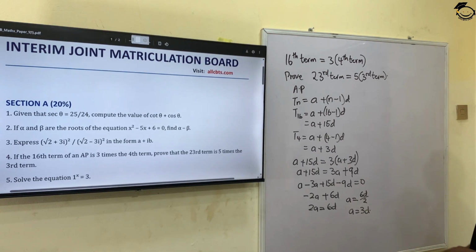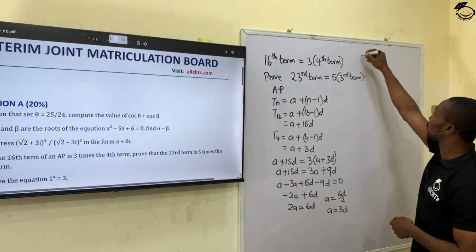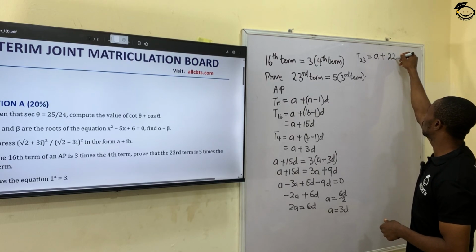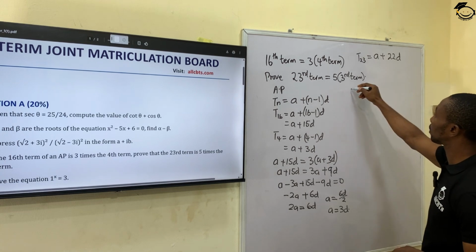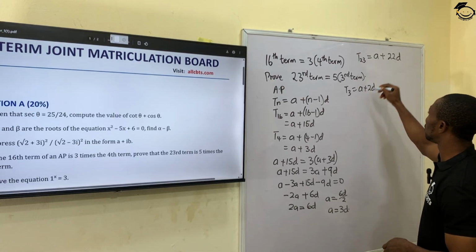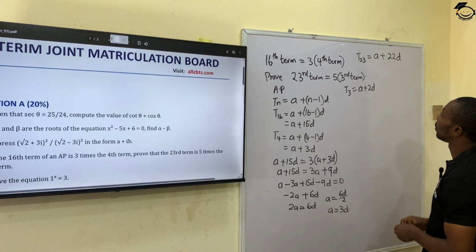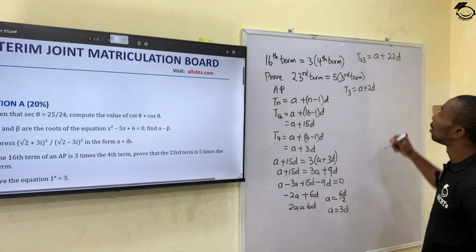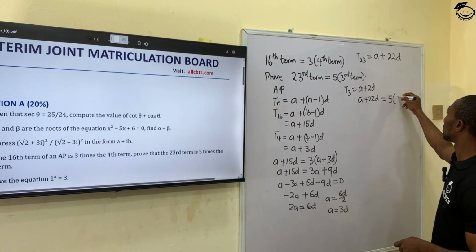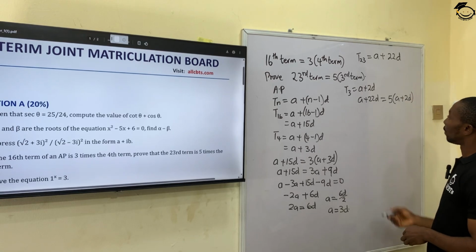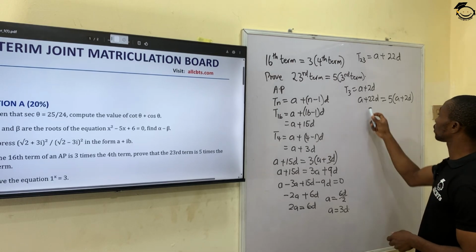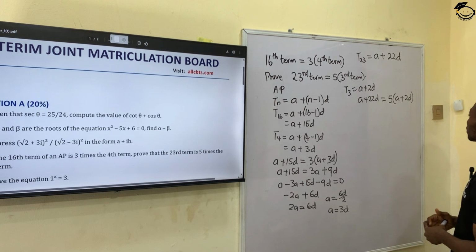Now, bearing in mind that our A equals 3D, our 23rd term, T23, will give us A plus 22D. And our T3 would give us A plus 2D. But now they said we should prove that A plus 22D equals 5 times A plus 2D. Now, we are going to substitute the value of our A into this equation to see if they will give us the same answer.